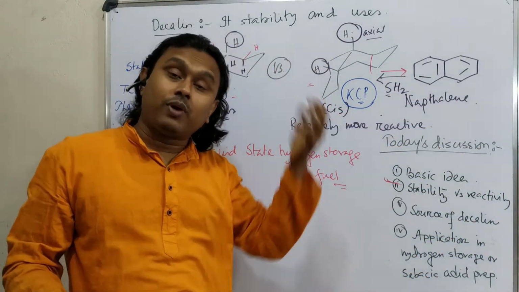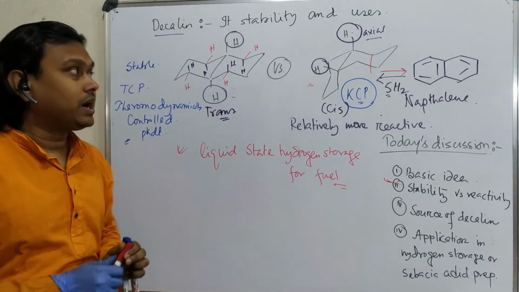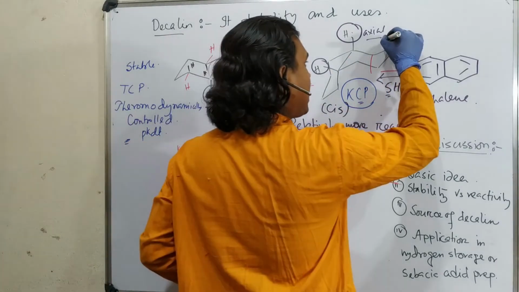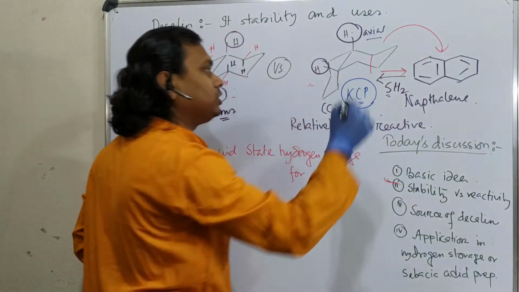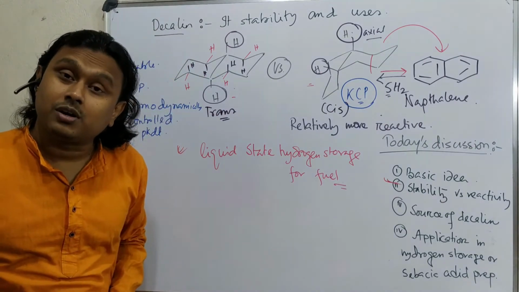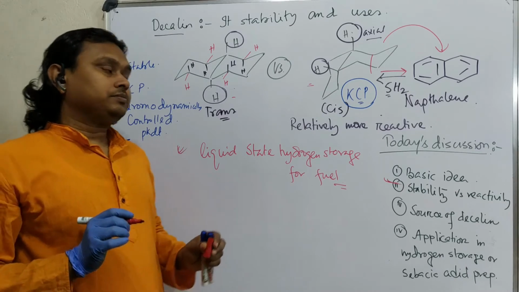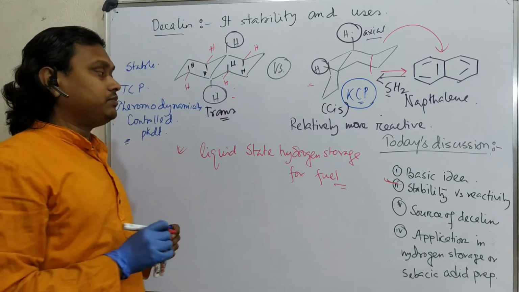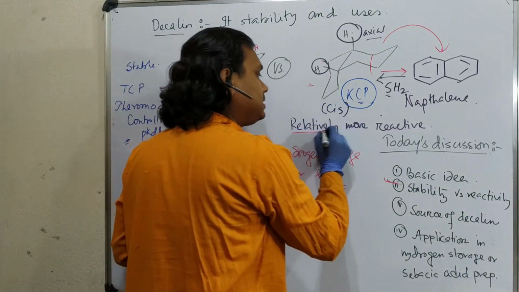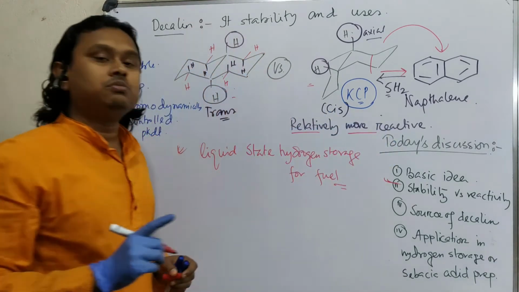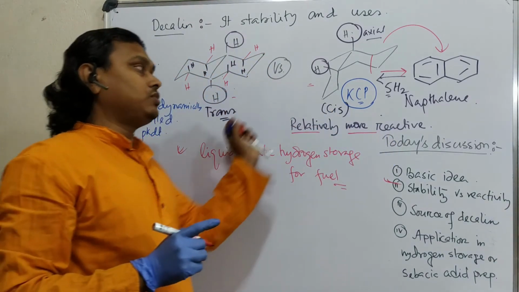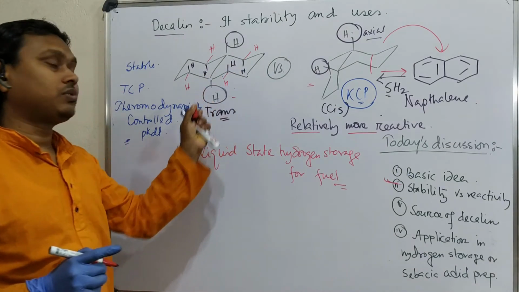And another thing, why will the reverse reaction happen? Look at the molecule. From a non-aromatic molecule, we are getting an aromatic hydrocarbon. That is the important thing for this purpose. And by the way, it is observed that cis-decalin, this cis isomer, is relatively more efficient for conversion into the corresponding naphthalene derivative compared to trans.